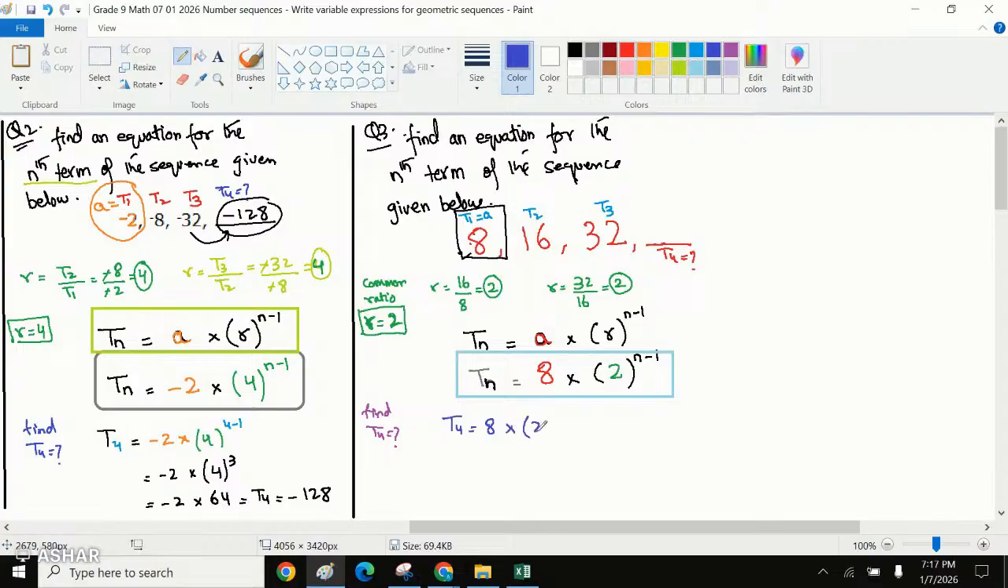We would simply substitute n by a 4, that is 4 minus 1, and this becomes 8 into 2 exponential 3. That means 2 exponential 3 means 8, and it should come out to be 64. And we can say this answer would be equal to 64, right? That is technically twice of 32. Every next term is twice of the previous term. That means we had the ratio that was 2.